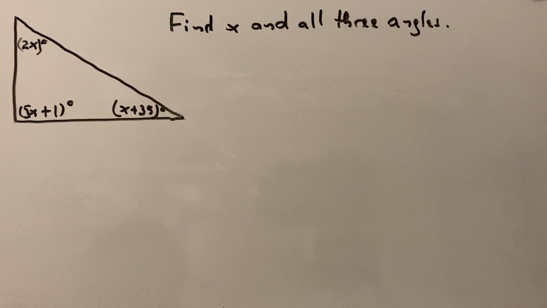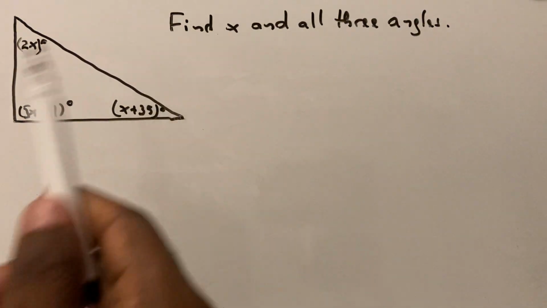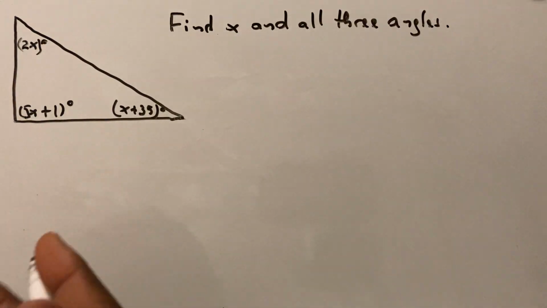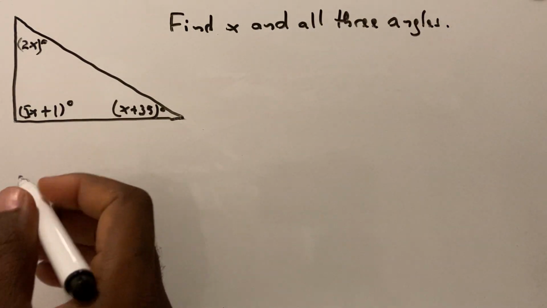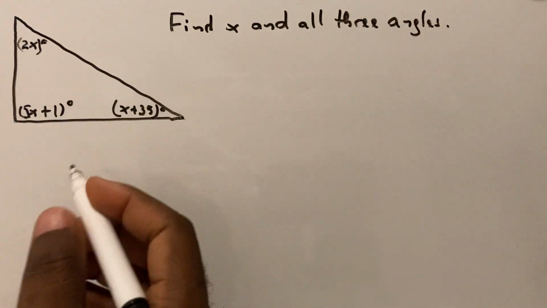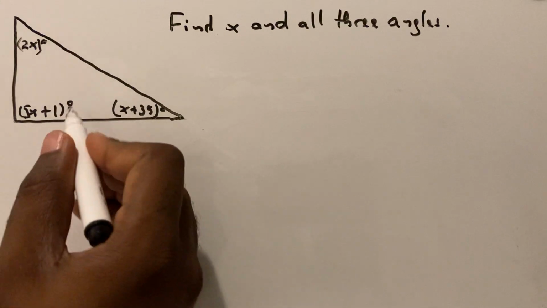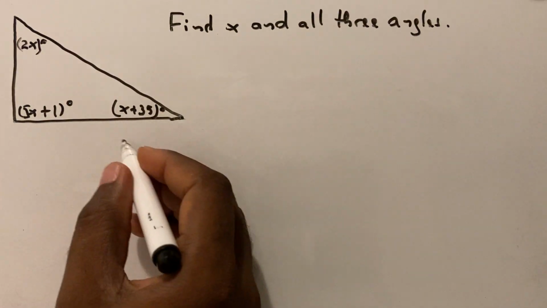Now for you to find all three angles, obviously you need x. The one thing you need to know in order to solve this is to make sure you form an equation. How do you form an equation right here? Well, if you know one thing about triangles, it is that the sum of all the angles in a triangle like this will be 180.